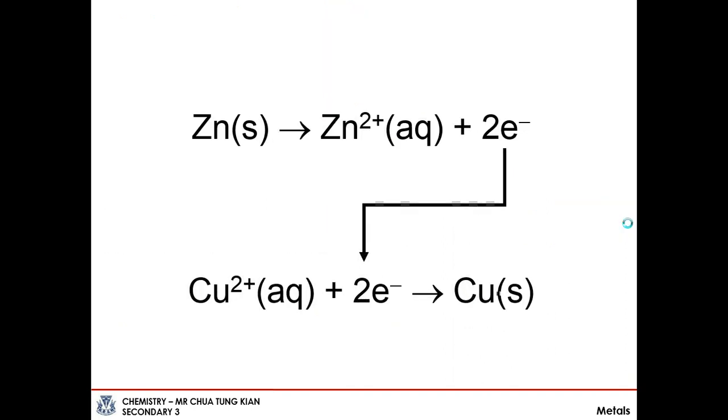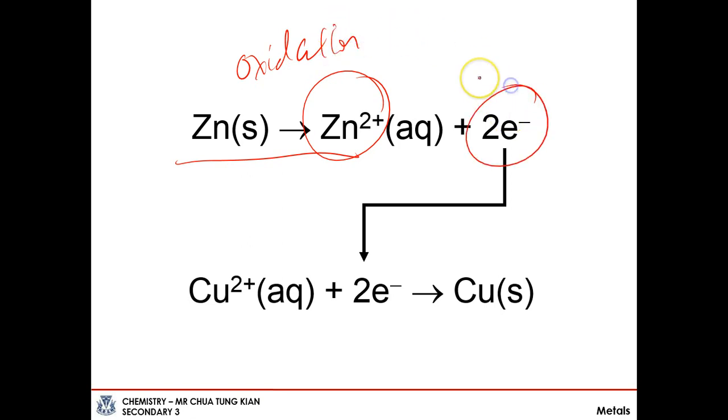So what happens during the displacement reaction? The zinc dissolves, gives you zinc 2 plus. This is an oxidation reaction. It loses 2 electrons. Where do the electrons go to? The copper 2 plus becomes copper 0. So it must gain 2 electrons.